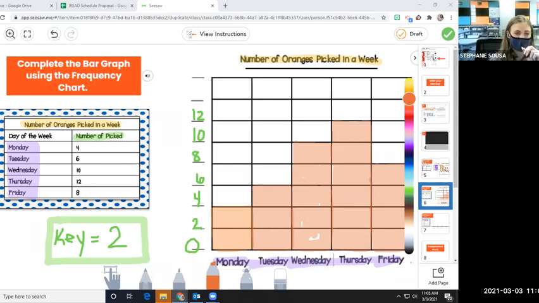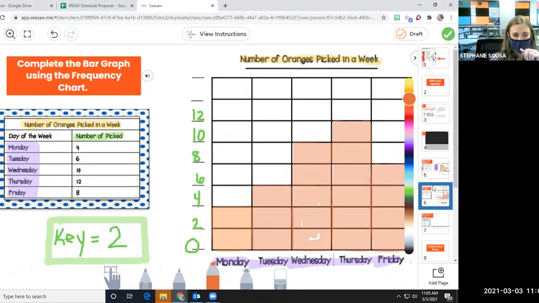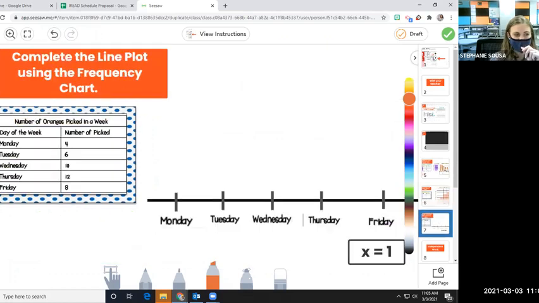All right. We've made a pictograph using a frequency chart. We've made a bar graph using a frequency chart. We're going to take this same information and we're going to make a line plot now. This time, let's take a look at our title. Here's our title. Uh-oh. There's no title. All graphs need a title so that we know what the data is representing. So let's go ahead and fill in the title here.